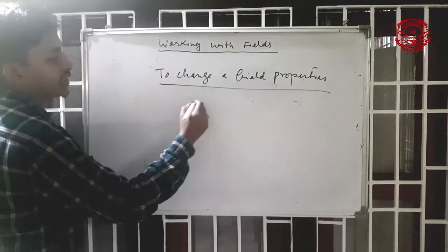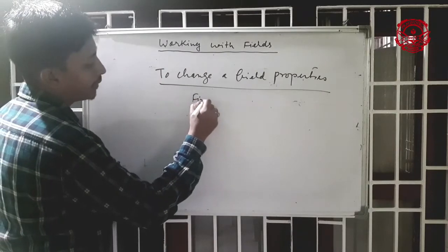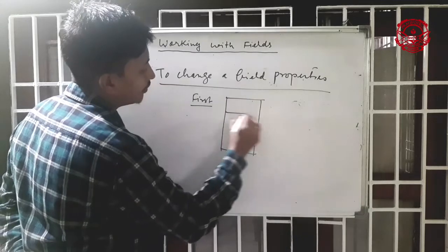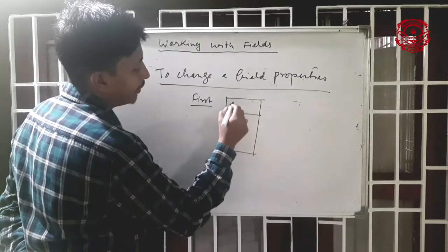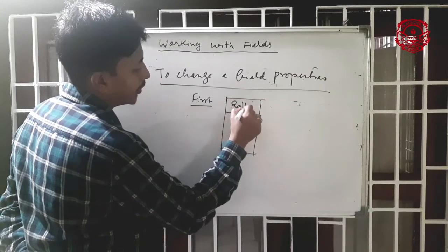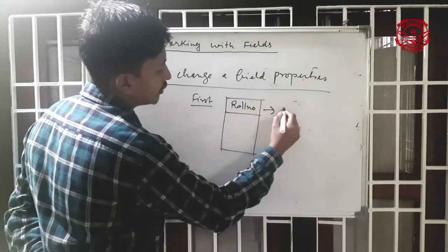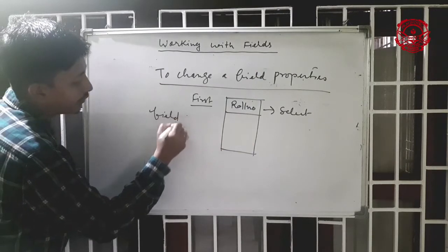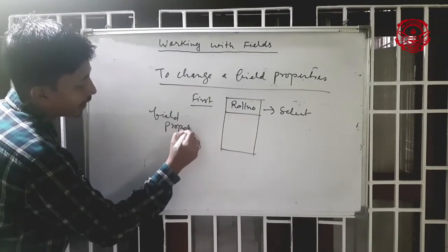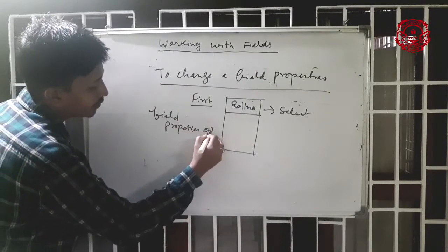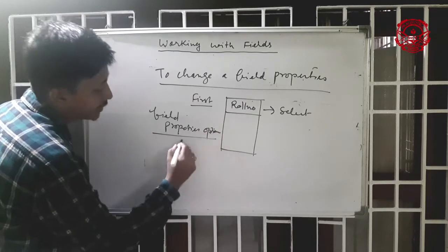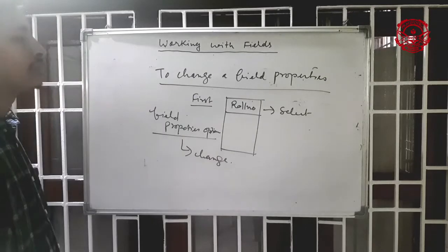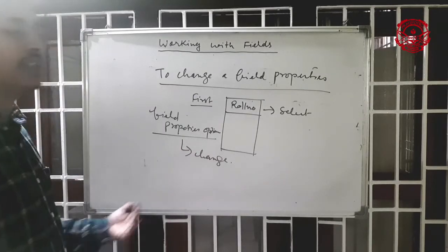Change means you can change the field properties. First, you have to select the column, means the field. For example, this is the roll number. First you have to select it, then go to the field properties option. After that, you can change anything.